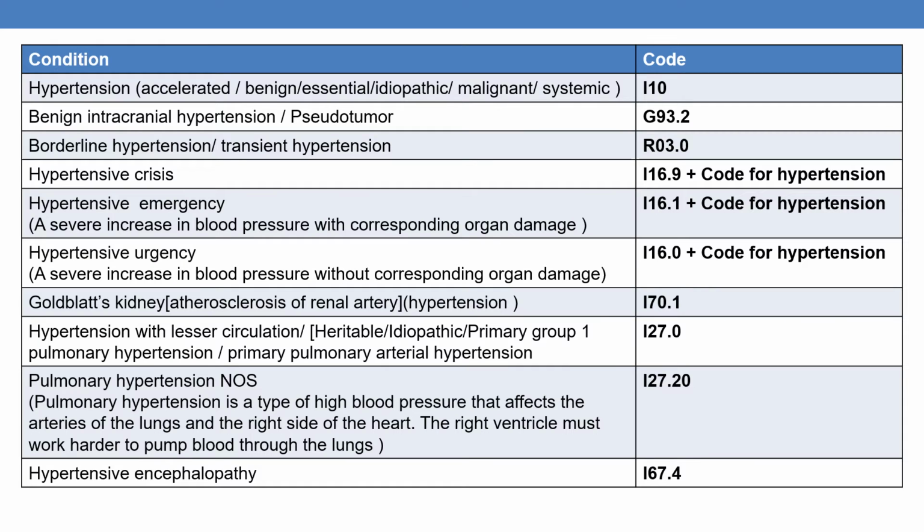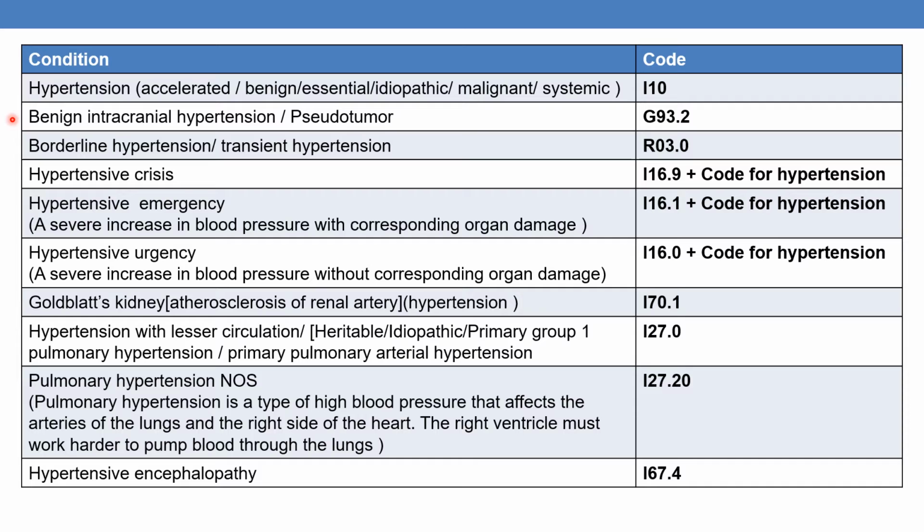Now let us see some of the hypertension codes along with definitions for some conditions. Whenever the physician documents hypertension or accelerated blood pressure or simply high blood pressure, benign hypertension, essential hypertension, idiopathic hypertension, malignant hypertension and systemic hypertension, whenever you find any of these terms, you need to code I10.